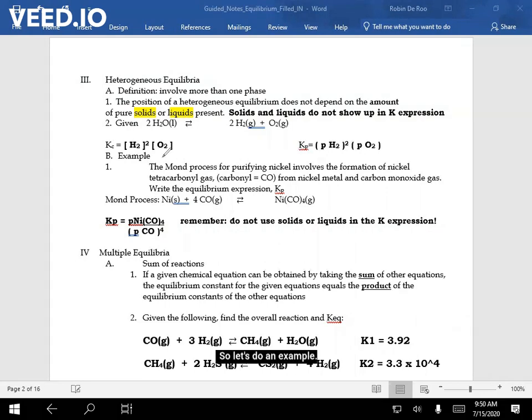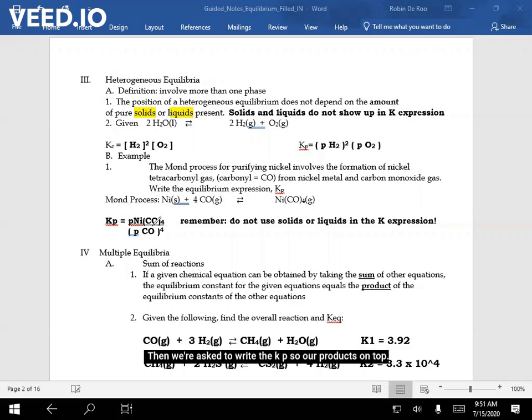So let's do an example. The Mond process for purifying nickel involves the formation of nickel tetracarbonyl gas. A carbonyl is a carbon oxygen from nickel metal and carbon monoxide gas. We're asked to write the equilibrium expression Kp. So first we have to be able to write the balanced equation. Nickel is a solid, carbon monoxide is a gas, and then we get our product, which we were told is a gas.